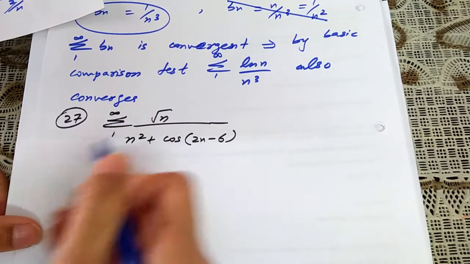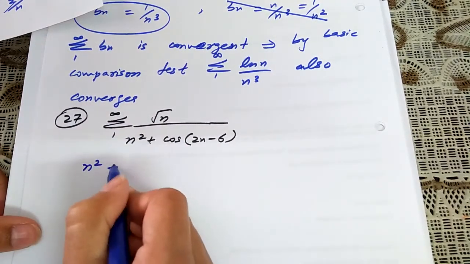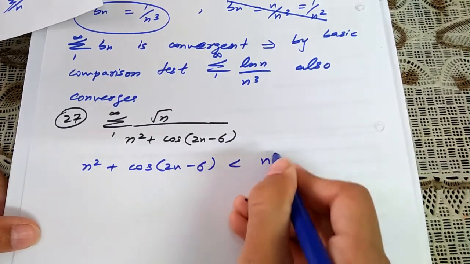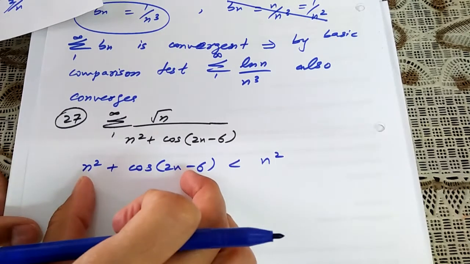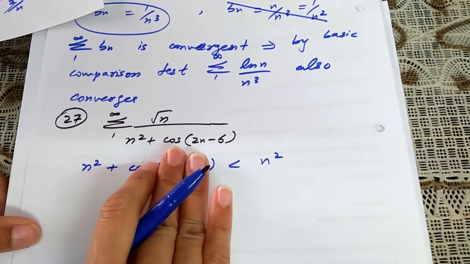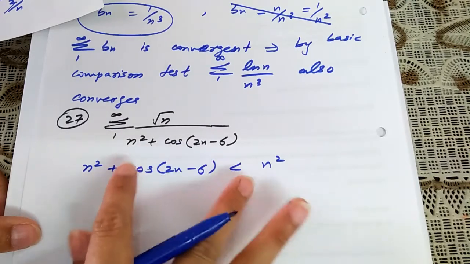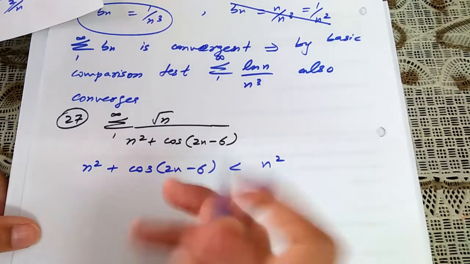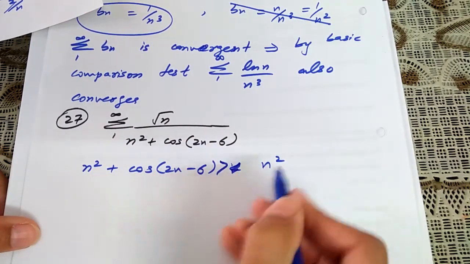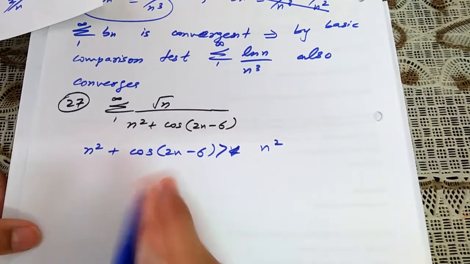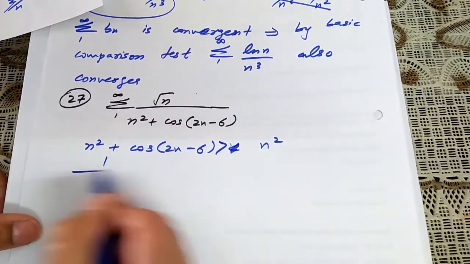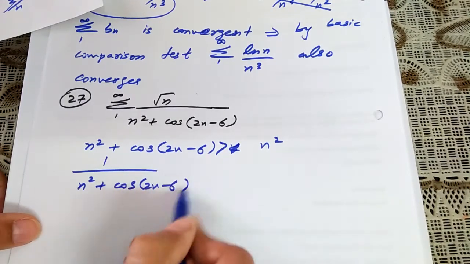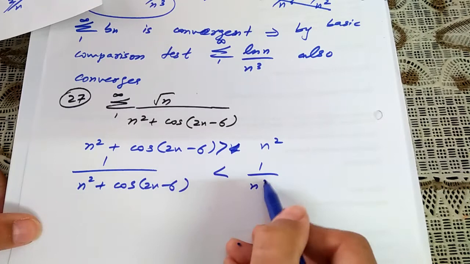Now consider this denominator, n square plus cos of 2n minus 6. This will always be less than n square because here you have addition of two terms. So if you just remove this one term, both will be the same. But if you add some term here on the left side, this will become greater than this n square. Now you have it in 1 over this form, so just take its reciprocal. 1 over n square plus cos of 2n minus 6 will become less than 1 over n square.